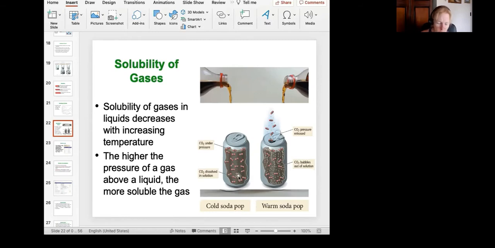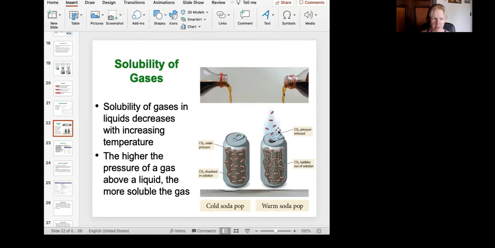So if I have cold soda and I open it, CO2 is going to escape less quickly than if I have warm soda sitting on the counter and I open it. Then the carbon dioxide is going to escape much easier. So if I look at the solubility of a gas, I have to consider not only temperature, but also pressure.